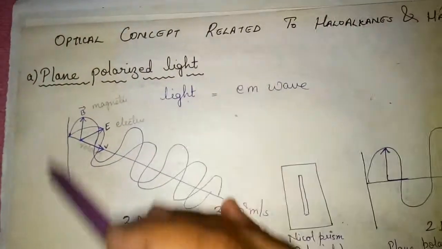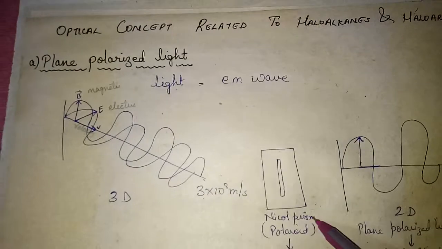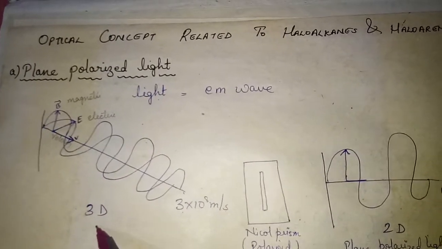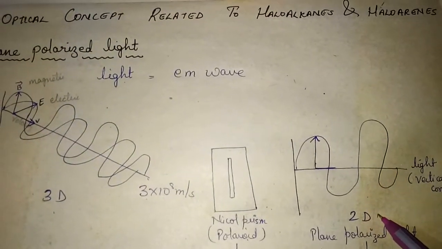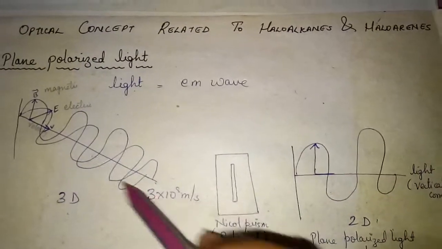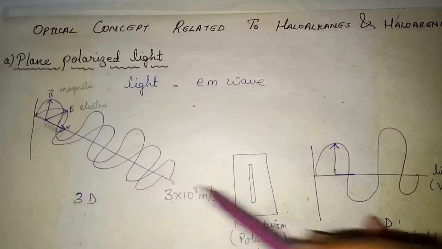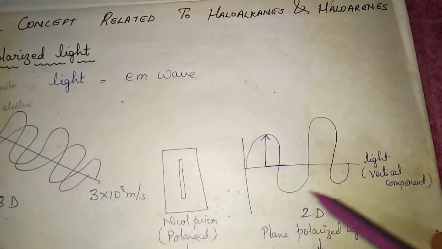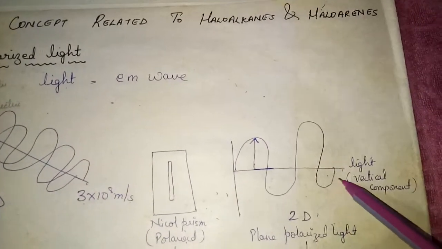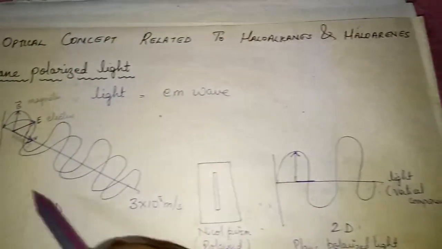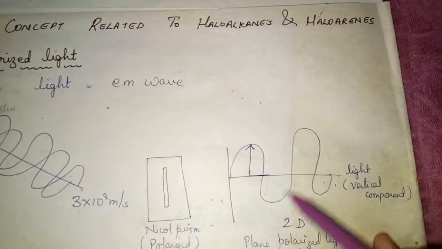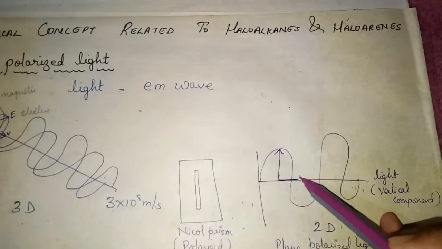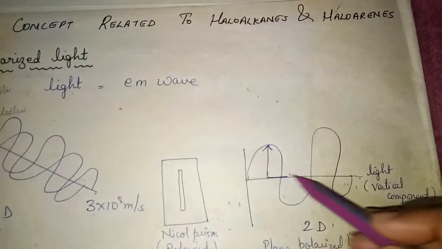The moment you pass this light through a nickel prism, which is a Polaroid, it will convert 3D light into 2D light. Polaroid means it converts it into two-dimensional light. That means the light, which had a vertical component, becomes like this. Clear? Now it has only two axes. You can see here, not three axes. It has two axes. Okay?